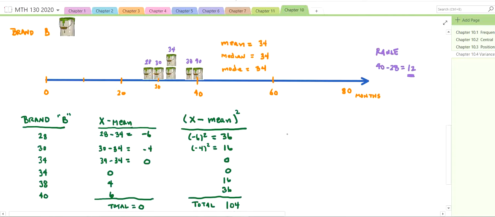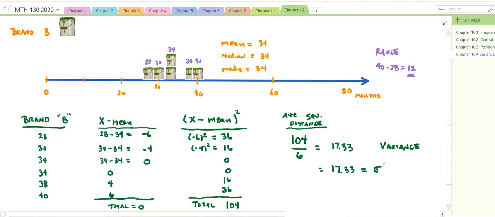Well, let's now convert that back. Let's take the square root of that. So we go back down to, so square root of 104. Well, actually, before I do that, let's find our average squared distance, which is going to be 104 over 6. And we come up with a value of 17.33. This, in fact, is something we call the variance. This is the variance of our data. Often we represent this 17.33 with the Greek term sigma squared.